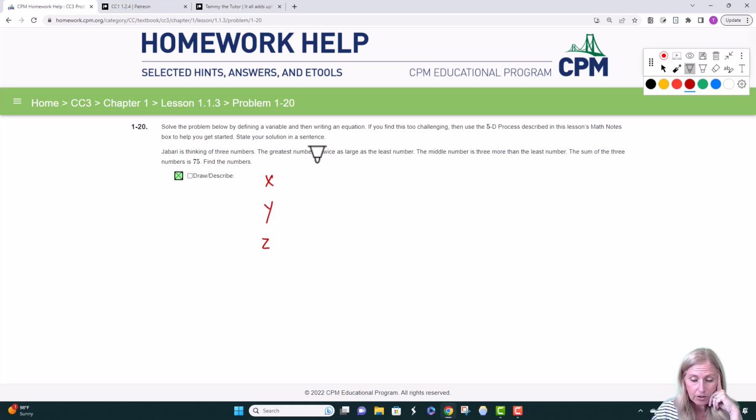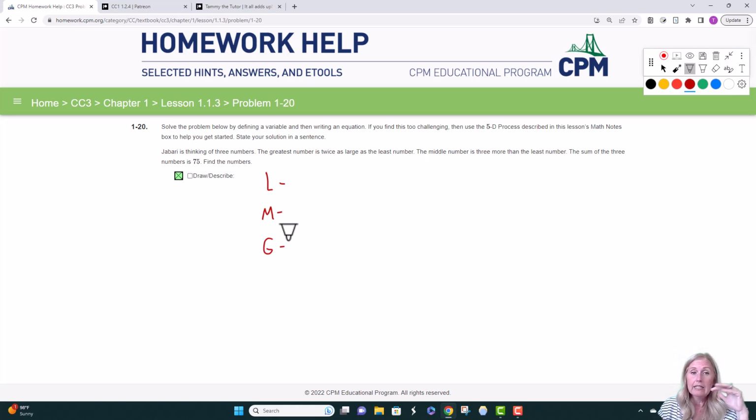Okay, it says the greatest number is twice as large as the least. The middle number is 3 more than the least. The sum of the 3 numbers is 75. Okay, you know what? Some of you might prefer to do it this way. So there's a least number, a middle number, and the greatest number. It might make sense in your brain to say the least, the middle, and the greatest. That could be your 3 variables. It doesn't matter. As long as whatever letter you have assigned them, it makes sense to you and you can keep up with it, okay?